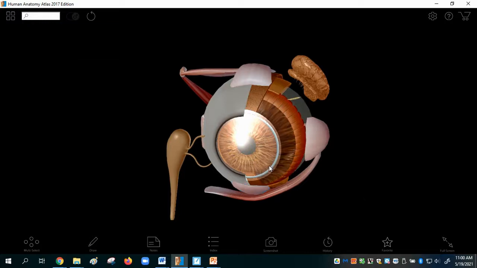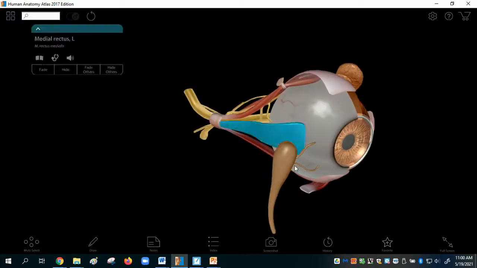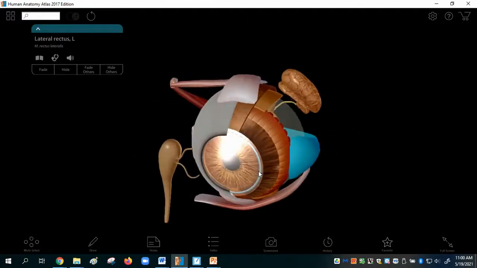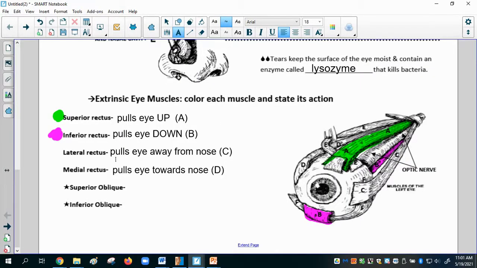You may be able to guess that we also have a medial rectus on the nose side that will cause the eye to look medially, and a lateral rectus on the outside of the eye towards the ear side that will cause the eye to look away from the nose. So I've mentioned both of the directions. I'm going to go ahead and add color to both of those as well. The other two muscles are both obliques.